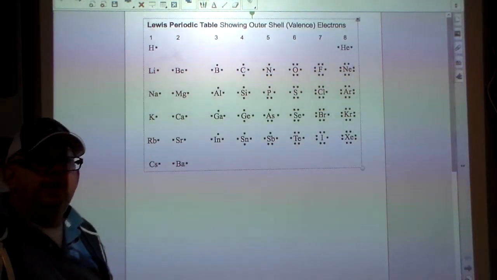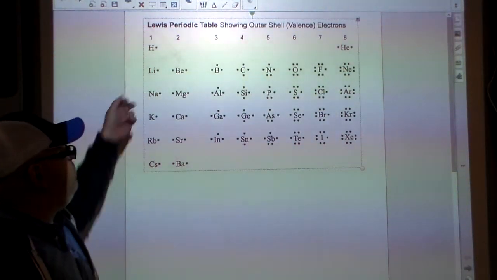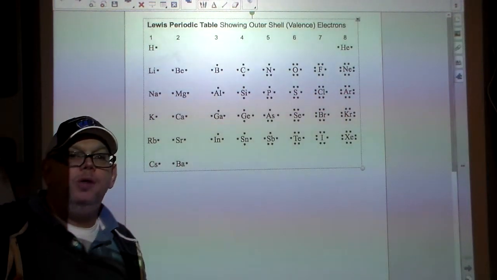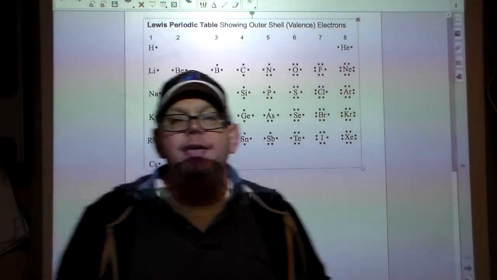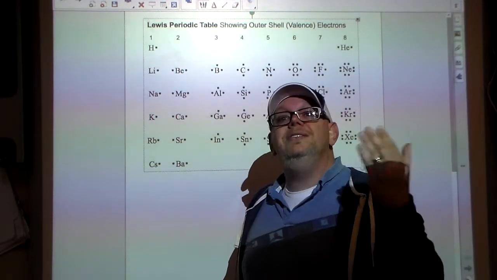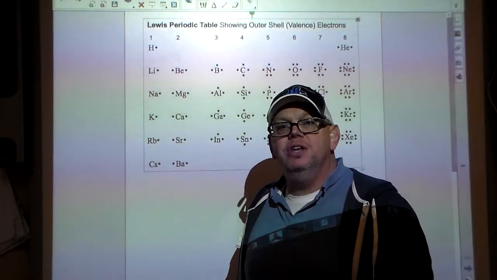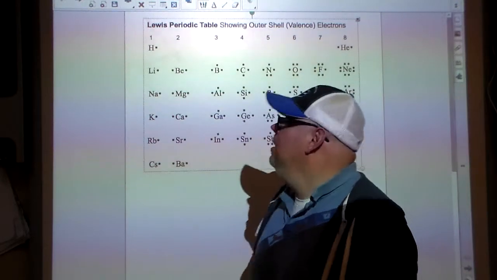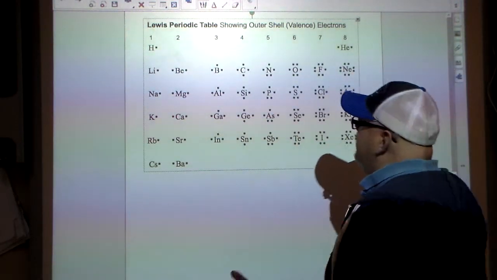Now, check this out. If you look at sodium here, for example, sodium has that 1 electron, and if it gives up that 1 electron, guess what? It's no longer a neutral charge. It is a +1 charge. It is a cation because of that.